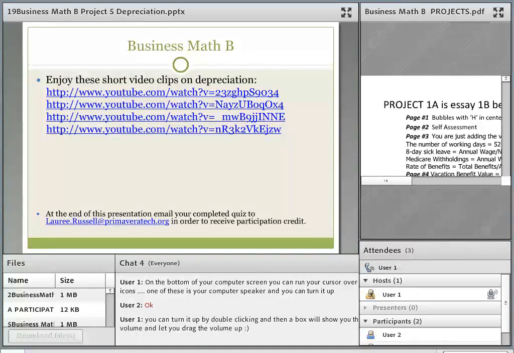Okay, one thing I wanted you to think about is that when you're in business, you're constantly thinking of ways to increase your income and decrease your expenses. Can you think of some ideas of how you would increase your income or decrease your expenses?